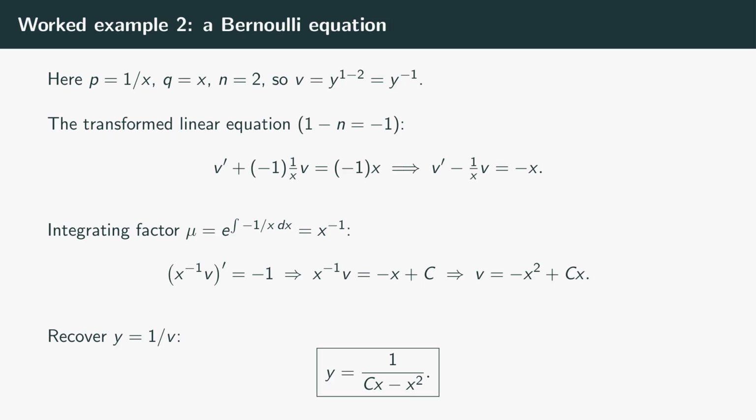Now use the integrating factor. Here the coefficient is minus 1 over x, and its integral is minus log x, so mu is e to the minus log x, which is 1 over x. Multiply through, the left side becomes the derivative of 1 over x times v, equal to minus 1. Integrate: 1 over x times v equals minus x plus c. Multiply by x, v equals minus x squared plus cx. Finally recover y, which is 1 over v, since v was y to the minus 1, so y equals 1 over the quantity cx minus x squared. That is the general solution, a nonlinear equation cracked by linearization.